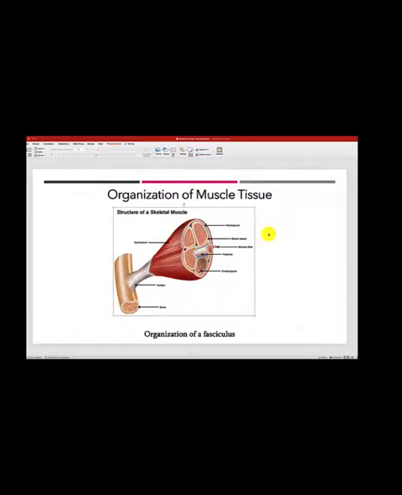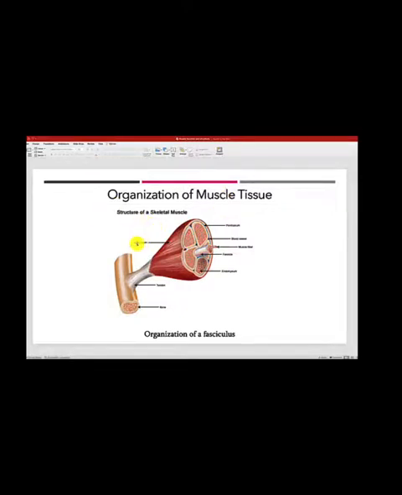I was looking at the image that I had provided for you, which was in the textbook, and I truly did not like the way they were identifying the endomysium, because they made it look like it was in the position of the perimysium. So I am just going to show you this new slide here, just so we don't get confused.